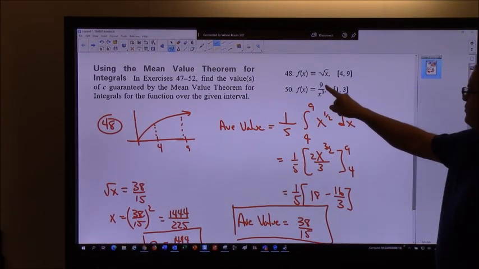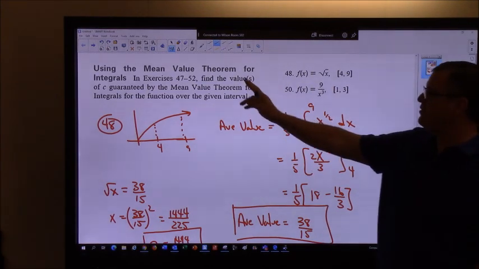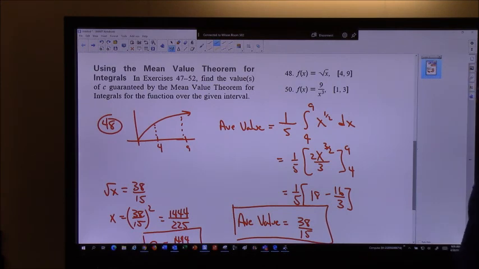F of x equals 9 over x cubed on the interval 1 to 3. We want to find the C value guaranteed by the mean value theorem. Okay, go ahead and give it a shot.